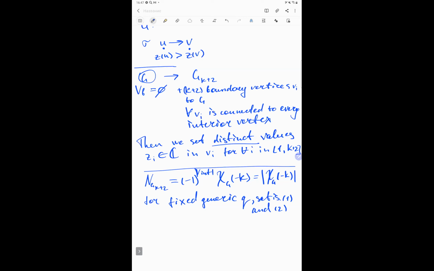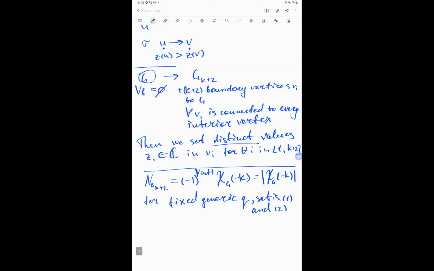Нет? Мы хотим это доказать, наоборот. N — это обозначение количества решений. Это количество решений. N is the number of solutions to equation 2, for a fixed generic Q, and for fixed values Z_i on the boundary vertices. То есть мы зафиксировали Z, задали общую Q, и задать на внутренних вершинах мы можем столькими способами.